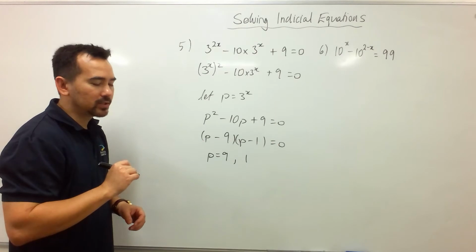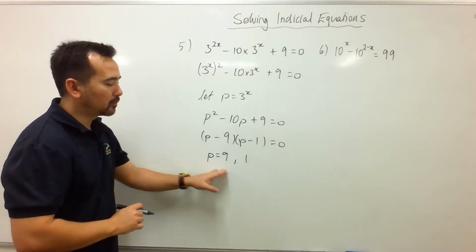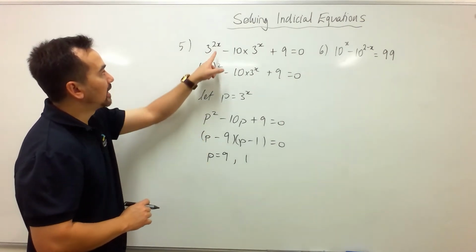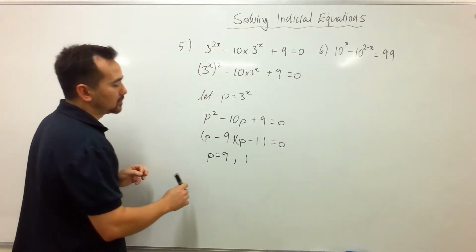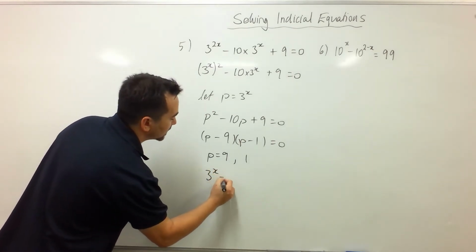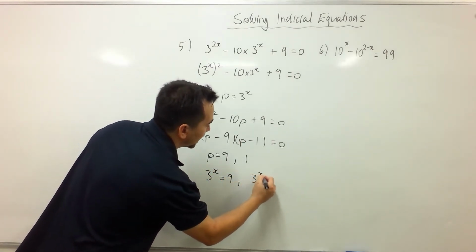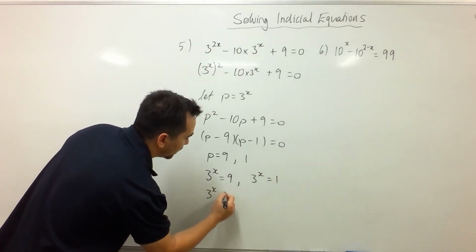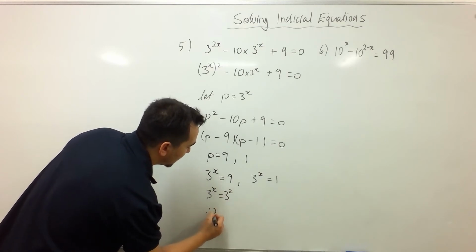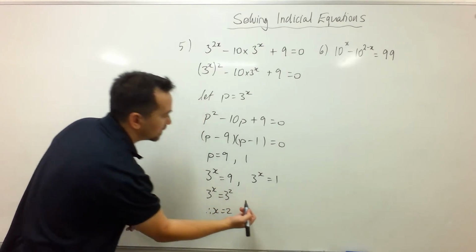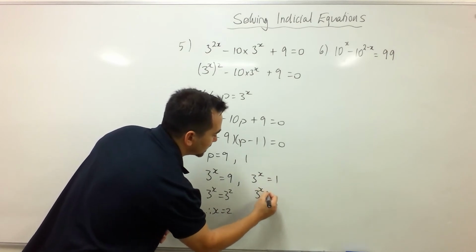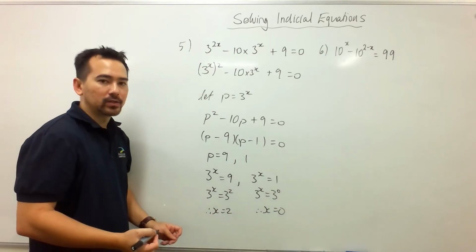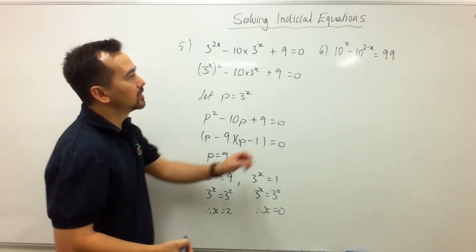Now, a lot of students get stuck here thinking that we're finished. We're not finished because we're not trying to solve for p, we're trying to solve for x. So I need to back substitute now and say that 3 to the power x is equal to 9, and 3 to the power x is equal to 1. And 9 is the same as 3 squared, so that means x is equal to 2. And here, 1 is the same as saying 3 to the power 0, so x in this case is also 0.